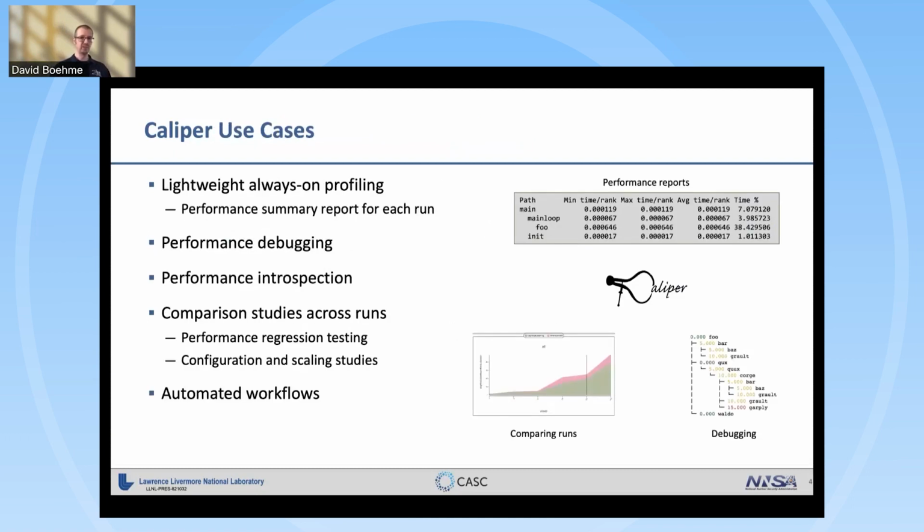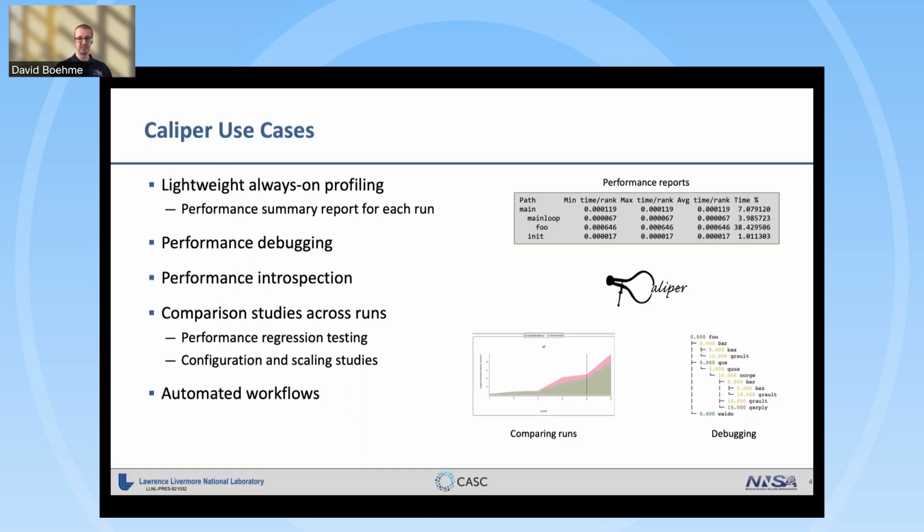So what can you do with Caliper? You can use it for basic lightweight always-on profiling, where you just print a performance summary report every time your application runs. You can use it for performance debugging, just digging deeper into what your application is doing. You can do performance introspection, so you can query performance at runtime and use it for tuning or things like that. We're not going to go into that in this tutorial, but it is something that Caliper offers.